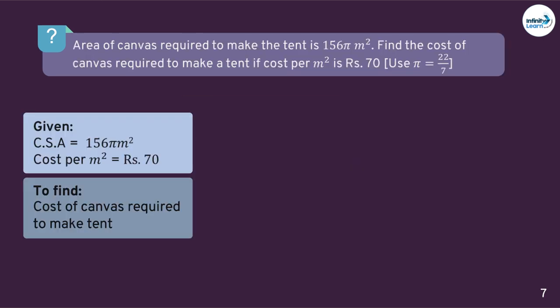Now, question number 2. The area of canvas required to make the tent, that is 156 pi meter square. Area of canvas निकालना है. Area of canvas is given. Find the cost. Cost निकालनी है. So curved surface area is given 156 pi meter square. Cost per meter square is rupees 70.